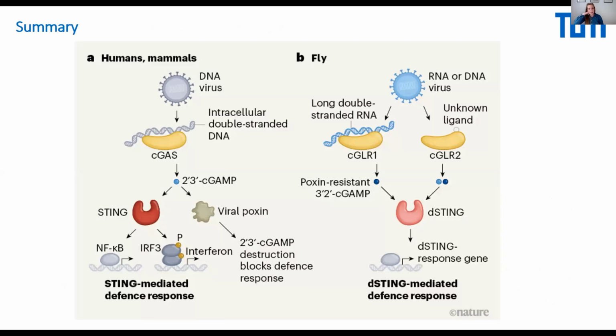So, in conclusion, what this paper nicely figured out is that Drosophila do have sensors similar to cGAS. In fact, they have two. CDLR1 detects long double-stranded RNA and produces 3', 2' cGAM, which then activates the Drosophila STING response. Whereas CDLR2 produces both the classical 2', 3' cGAM and the 3', 2' cGAM, but to a yet unknown nucleic acid.